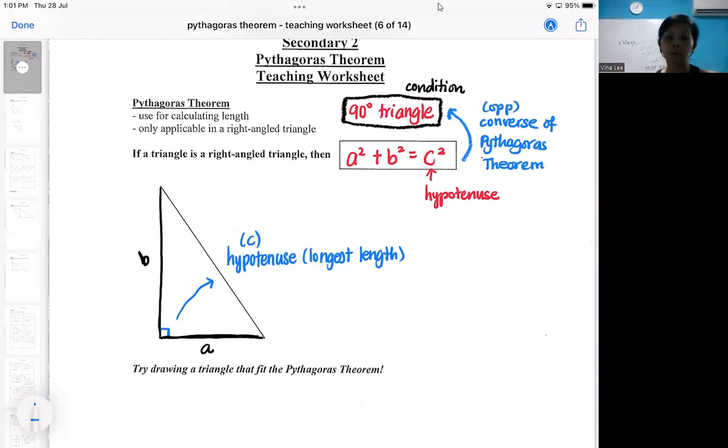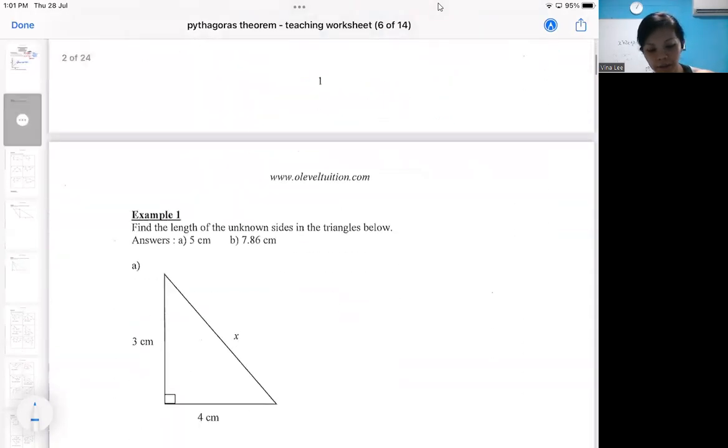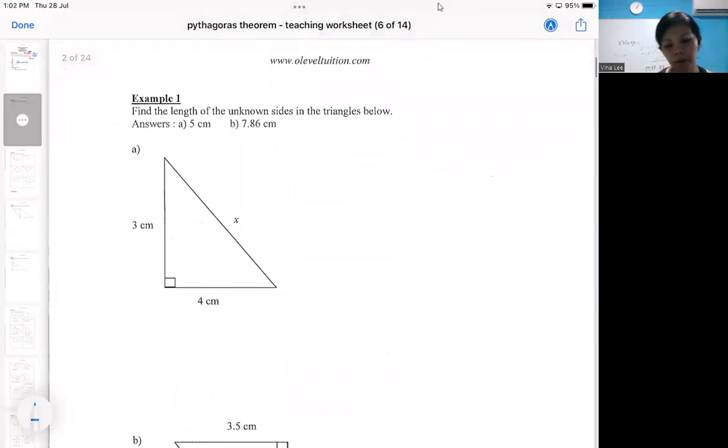Okay, so there is a two direction idea in the theorem. If it's a 90 degree, I can use the formula. But if I would like to prove 90 degree, I use the formula backwards to prove the 90 degree. Anyway, we're going to focus on the calculation first. So always identify the longest length. For example, 1A, look for the 90 degree. So this is the C.